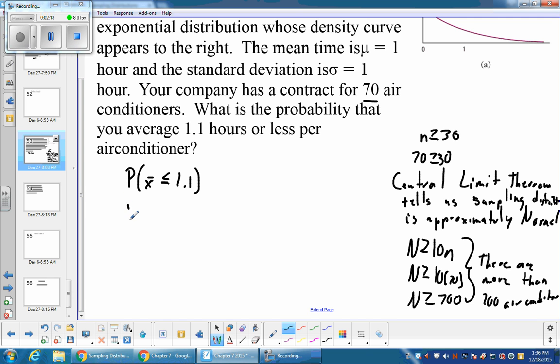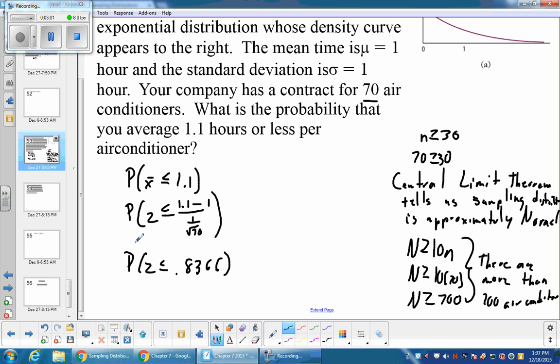So now we can just come over here and work our way through this. So our z is less than 1.1 minus the mean for this, which is 1, over our standard deviation, which is 1, over the square root of n, which is 70. Since this is an x-bar distribution, we have to use this standard deviation. So that's the probability my z-score is less than or equal to, so 1 over the square root of 70 is 0.111. So 0.1 divided by that, I got a z-score of 0.8366.